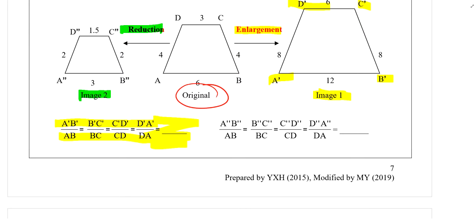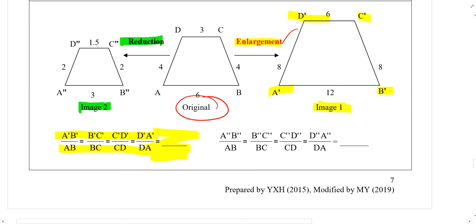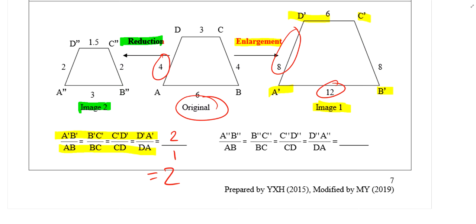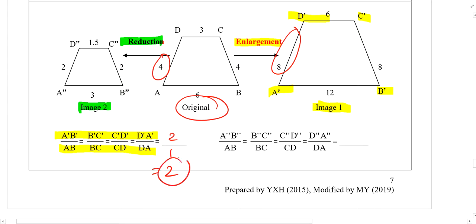So D prime A prime divided by DA is 8 divided by 4, which is actually 2 over 1, which is 2. Okay? You can choose any of these: 12 divided by 6, 8 divided by 4, 6 divided by 3. You will still get 2. So this is 2 over 1, which is 2. Since this is greater than 1, it means it is an enlargement.